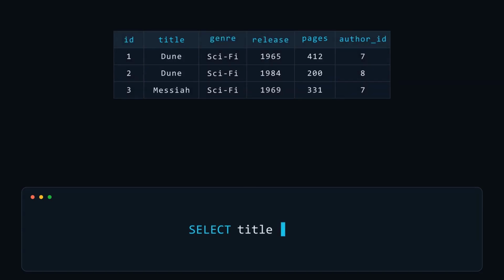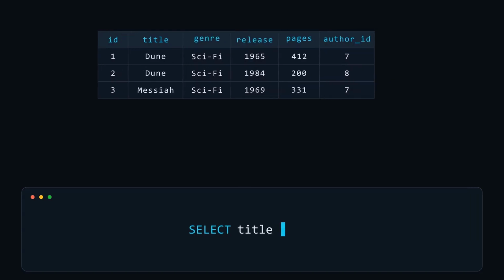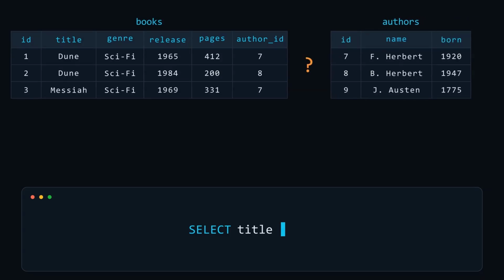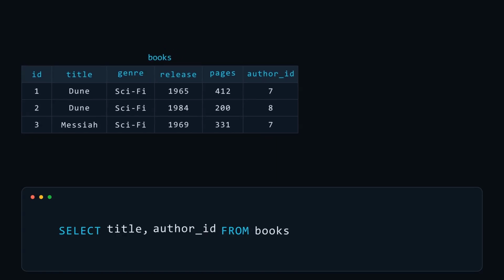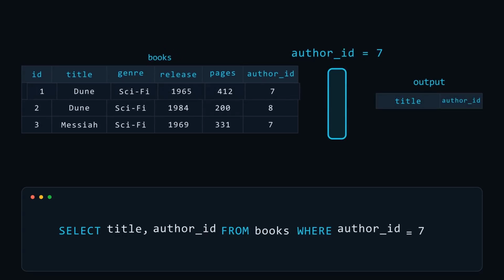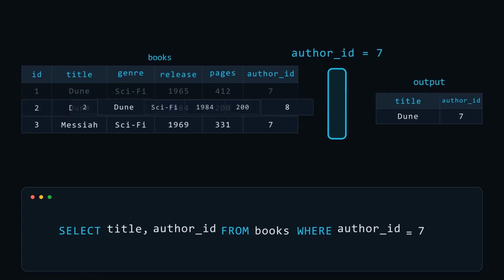Okay, but select them from where? So you use from. You tell it from which table to select the attributes. Select title from books. Fine. But how do you get only the books by one author? You use where. Every row gets tested. If it's true, the row stays. But on the other hand, if it's false, it doesn't.